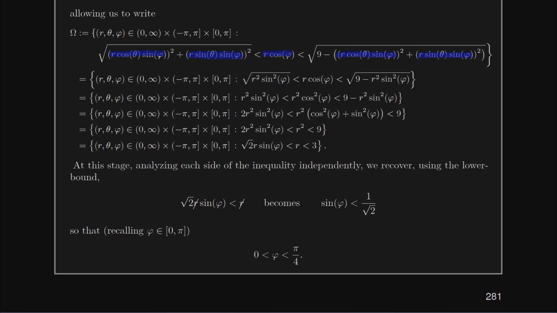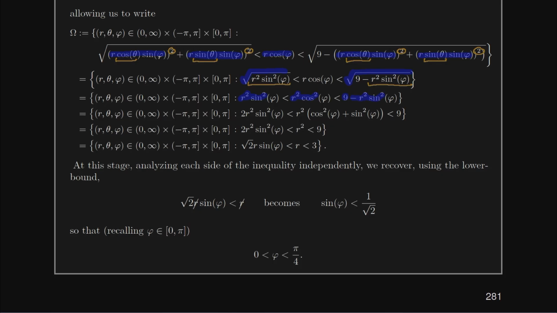And actually my life gets pretty easy now because a lot of Pythagorean identities show up. You've got a cosine squared plus sine squared here, so that's just going to get reduced to an r squared sine squared on that side. We also have a cosine squared and a sine squared here, so it's going to be r squared sine squared phi on that side. Now notice I've got a square root on both sides. I could go ahead and square everything to get r squared sine squared is less than r squared cosine squared is less than 9 minus r squared sine squared.